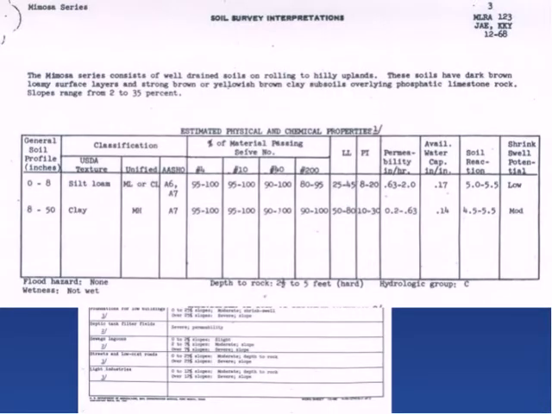Here's an example of the Mimosa series, the Soil Survey Interpretation Record. This is dated December 1968. You'll notice that this was a typed product that contained all the estimated physical and chemical properties for the Mimosa series. You'll also notice by looking at the information here, it was tailored towards the engineering aspects of the soil.